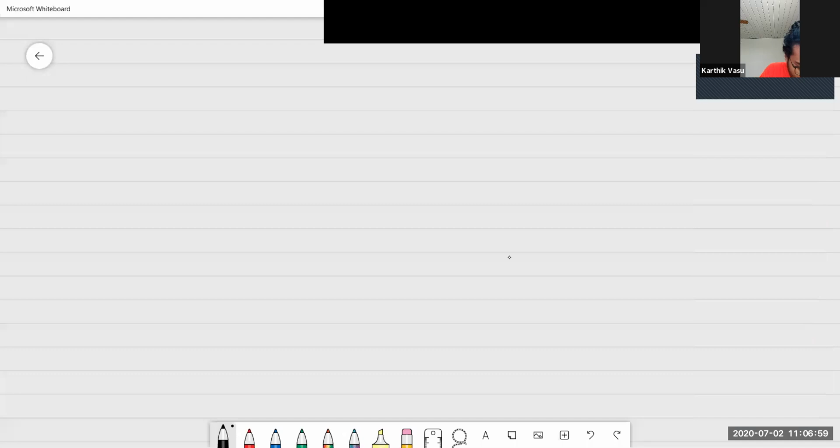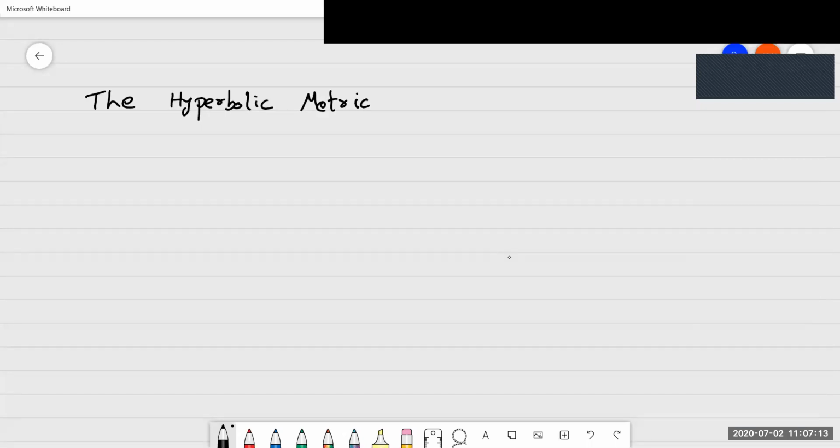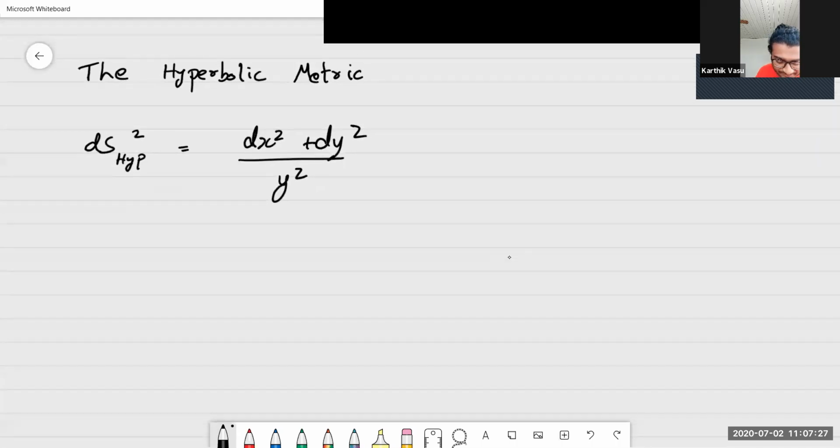So last time I finished with talking about the hyperbolic metric, which is... so it is actually y square in the denominator. So this is a Riemannian metric on the upper half space, which means at each point of H, you have a tangent space. And this gives an inner product.